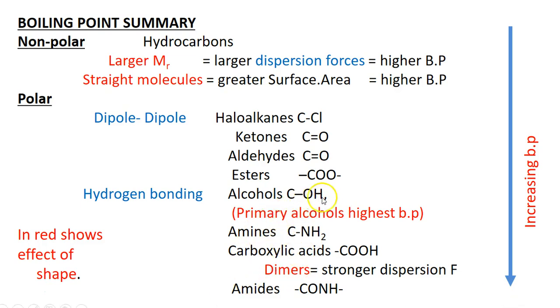So if it's on the end, the shape has an effect. So the primary alcohols have the highest boiling point of the different sorts of alcohols. Amines are similar. I don't think they're higher than alcohols, but anyway, amines. Carboxylic acids are higher because of the dimers, and amides are higher too because they can do the same thing as carboxylic acids.